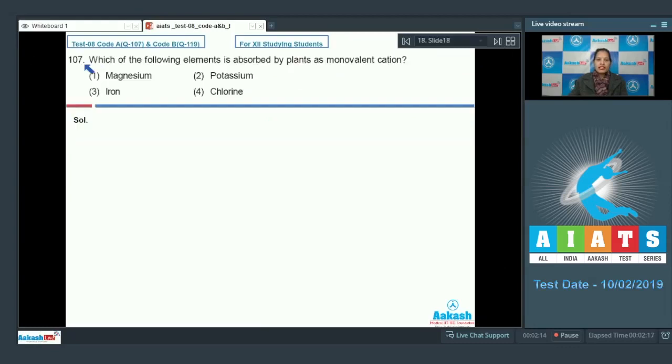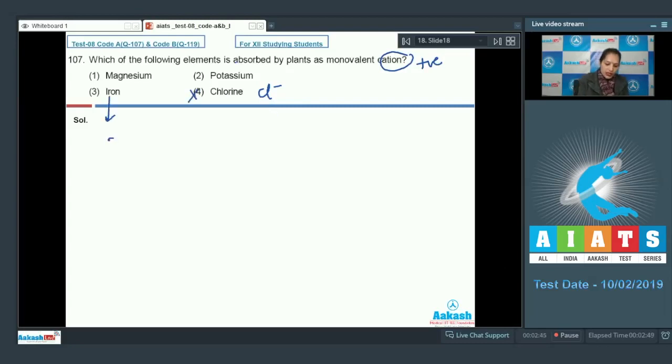Question number 107. Which of the following elements is absorbed by plants as monovalent cation? First option, magnesium. Second, potassium. Third, iron. Fourth, chlorine. Chlorine is absorbed in the form of chloride ions, and it is an anion, not a cation. Cation has a positive charge, whereas anion has a negative charge. So this option is ruled out.